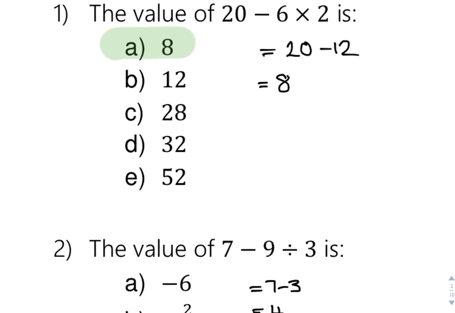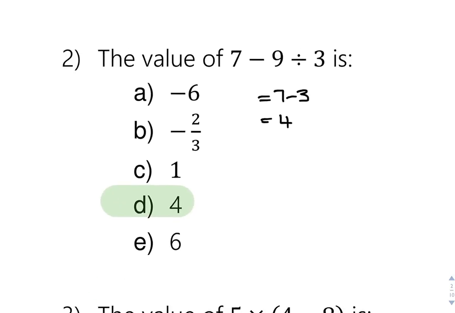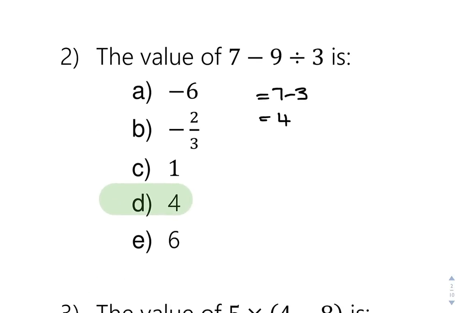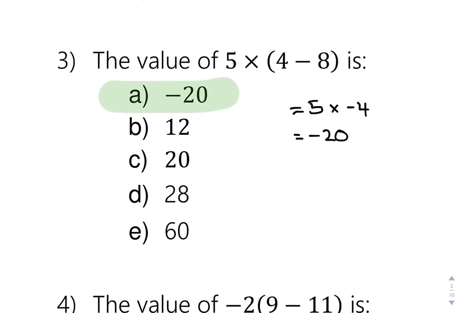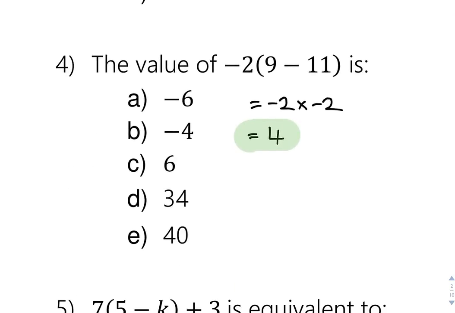The value of 20 minus 6 times 2. Do your BIDMAS, so 6 times 2 first, and then 20 minus 12 gives you 8. The value of 7 minus 9 divided by 3, again do your division first, so 9 divided by 3 is 3, 7 minus 3 is 4, so D. The value of 5 times, in brackets, 4 minus 8 is: brackets are first in BIDMAS, so we do 4 minus 8, which is negative 4. 5 times negative 4 gives me a result of A, negative 20.